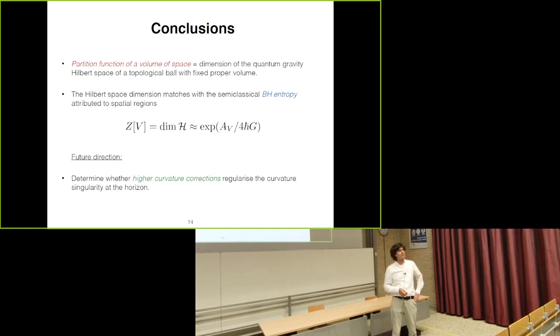I'm just wondering, compared to the standard approach where you just periodically identify the Euclidean time to get rid of the conical singularity. Right, we also do that. You have done this already, and now you just have a different curvature singularity that you still need to deal with. Exactly, so the conical singularity is removed, but then you still have another curvature singularity.